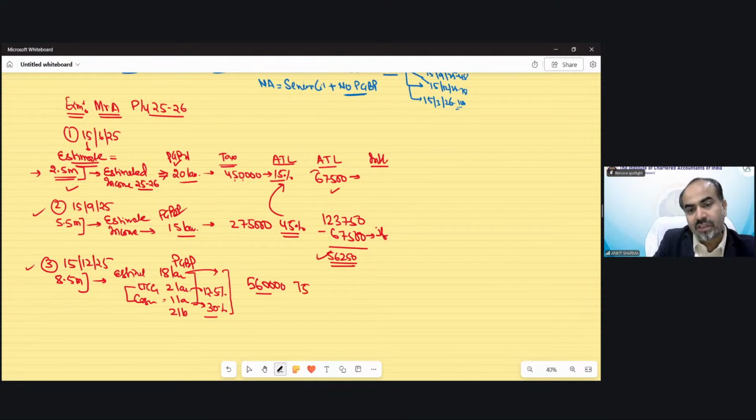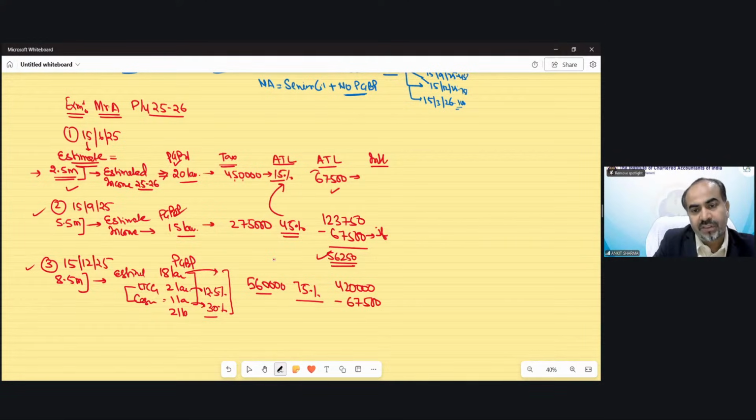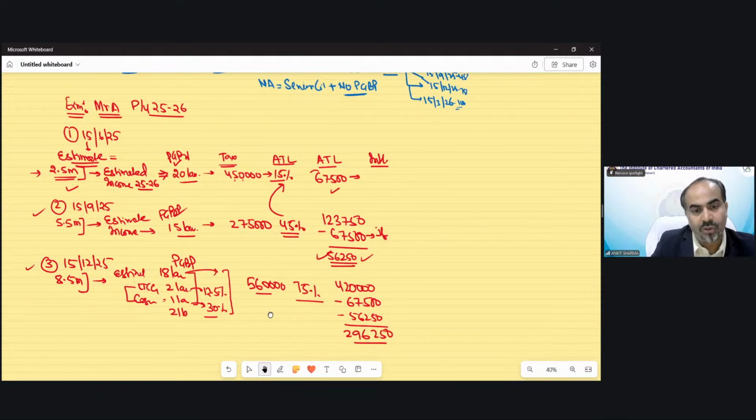And now we have to deposit 75% of it. On the third installment, our tax liability would be 75%. That would come to 4,20,000. Out of this, suppose we have deposited a first installment of 67,500. Suppose second installment 56,250. So now that would be my advance tax liability arising over here. That would be 296,250. This needs to be deposited.